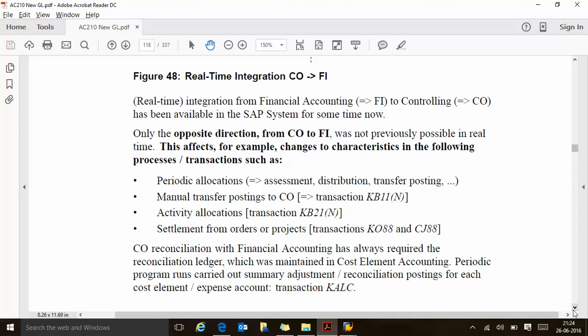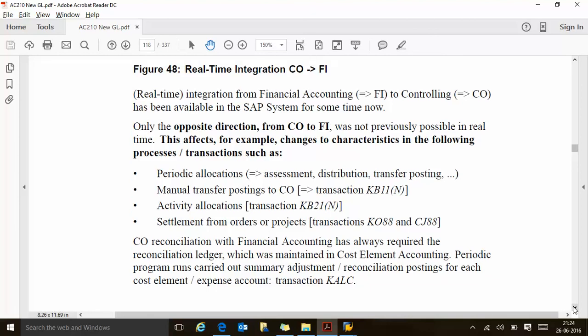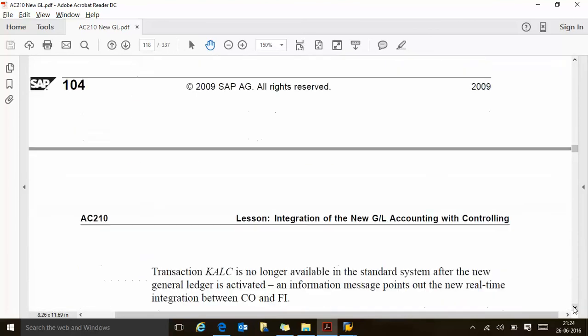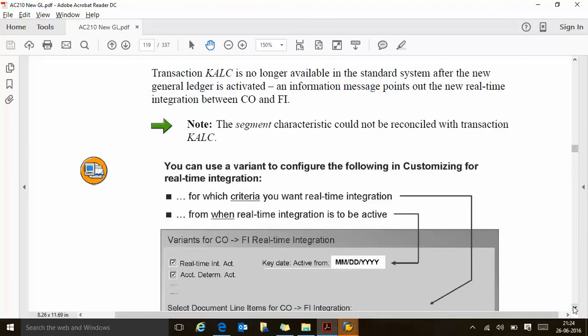CO reconciliation with FI has always required the reconciliation ledger, which was maintained in cost element accounting. Periodic program runs carry out settlement, summary, and adjustment for each cost element. So initially it was all managed through the reconciliation ledger, but this is now eradicated with new GL. Transaction KALC is no longer available because it was all about reconciliation. So this has been removed now.